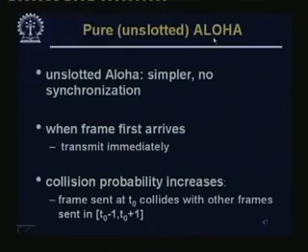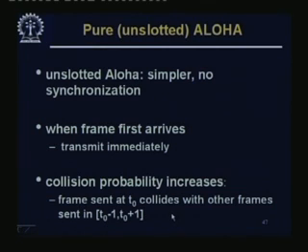For pure or unslotted ALOHA, it is simpler, with no synchronization. When a frame first arrives, transmit immediately. So, the collision probability actually increases. A frame sent at T0 collides with other frames sent from T0 minus 1, assuming that each frame takes 1 unit of time to send, up to T0 plus 1. So, there is a big interval from T0 minus 1 to T0 plus 1 where things may collide.